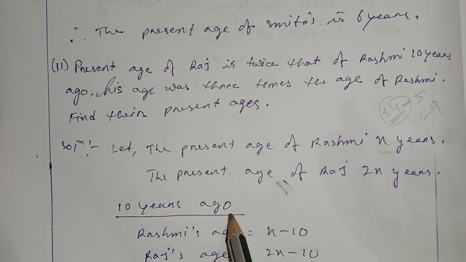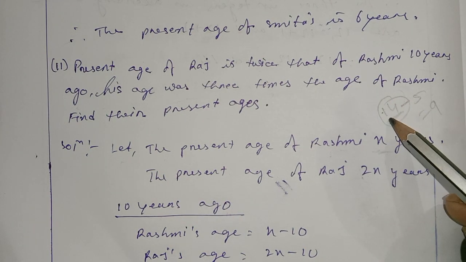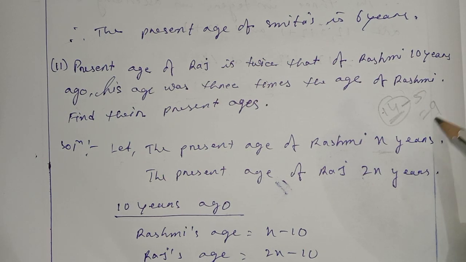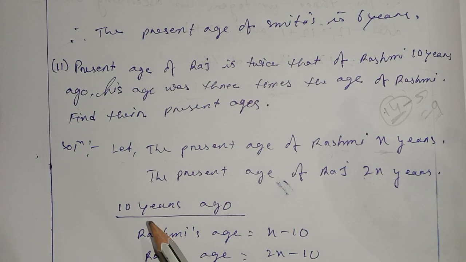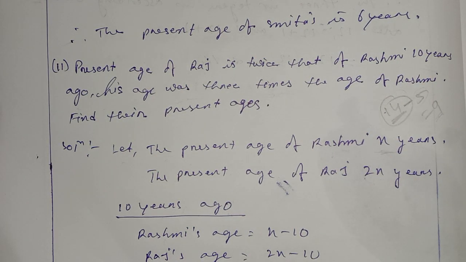Now 10 years ago means we have to do minus. Before I told that if your present age is 14, then 5 years ago will be minus 5, means 9. The same condition here. 10 years ago, Rashmi's age, whose present age is x, is x minus 10, and Raj's age, whose present age is 2x, is 2x minus 10.